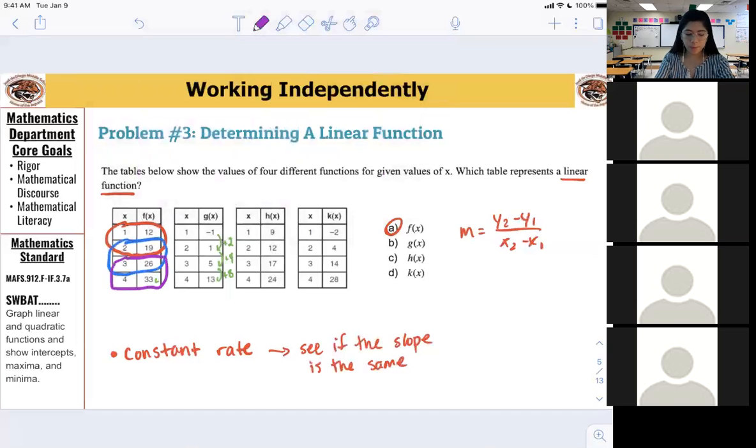So on this type of problem, 2 different strategies. If the numbers are easy, if the numbers are simple, like here, you can just check for that pattern. If the numbers are a little bit bigger, they have decimals, they're a little more challenging to work with, use the formula, check it 3 times, make sure it matches. Any questions on that?